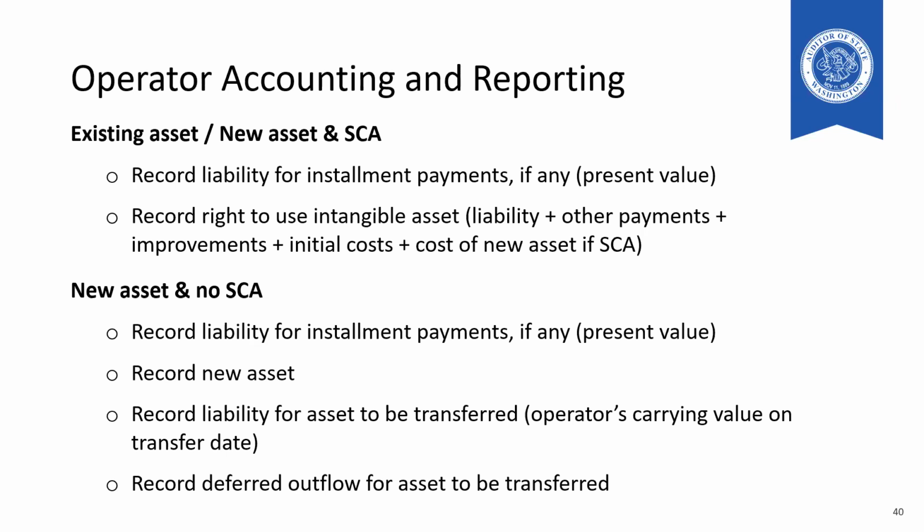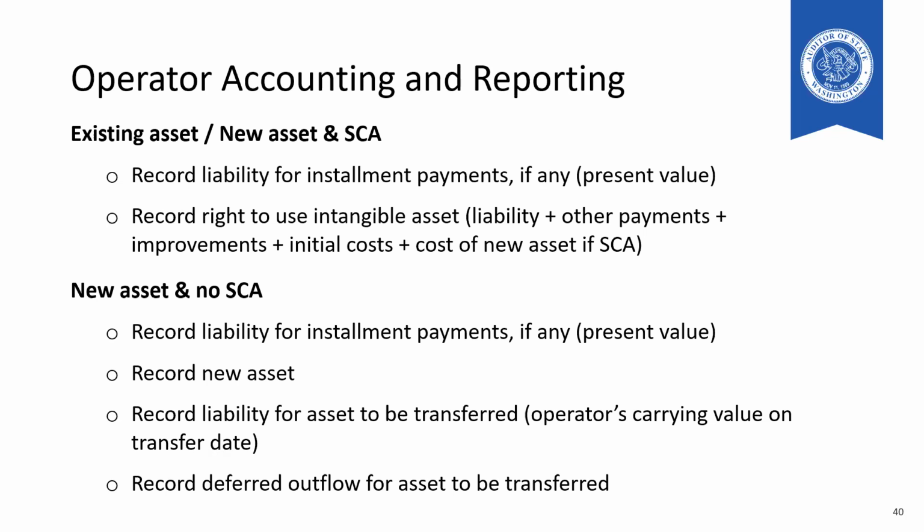Now let's look at the operator accounting and reporting. So we still have the three different scenarios, but this time the accounting and reporting is the same if it's an existing asset of the transferor, or if the operator is building or buying a new asset and the arrangement meets the definition of a service concession arrangement. In these two scenarios, the operator will record a liability for installment payments, and those get measured at the present value. And they will also record a right to use intangible asset.